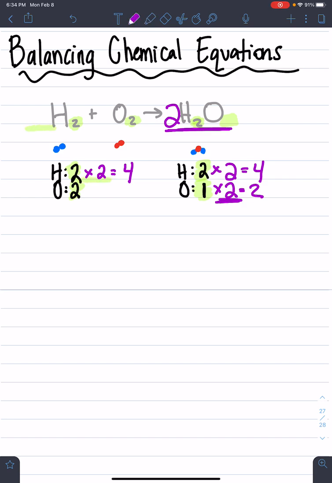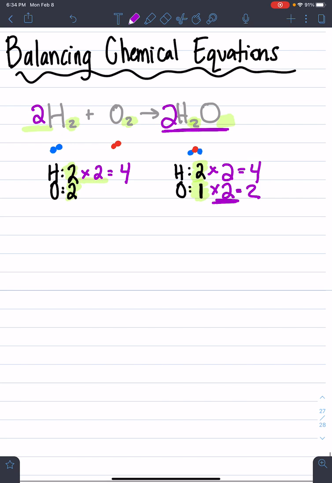So since we did 2 to the hydrogen, we put a 2 in front of our hydrogen. So now we have 2 and 2. 2 times 2 is 4. So we have 4 hydrogens here, 4 hydrogens here, and then we have 2 oxygens here and 2 oxygens here. So now our whole equation is going to be balanced.